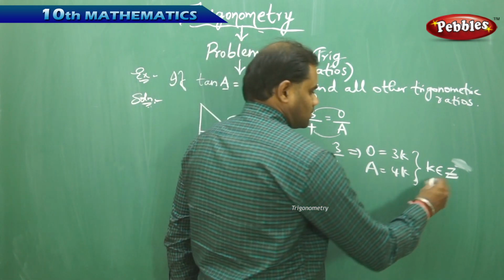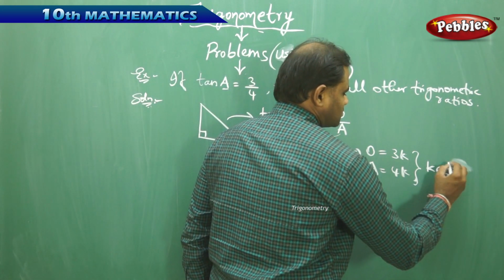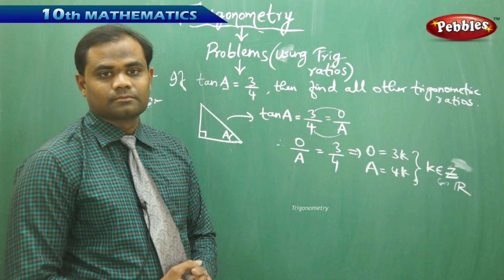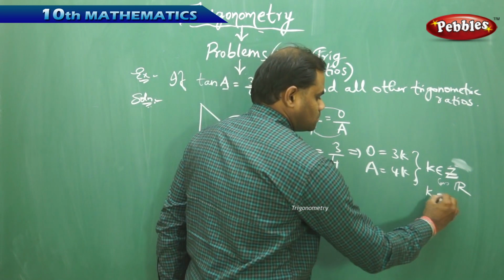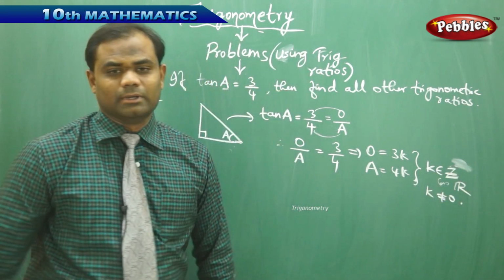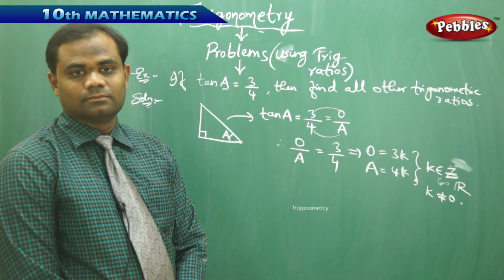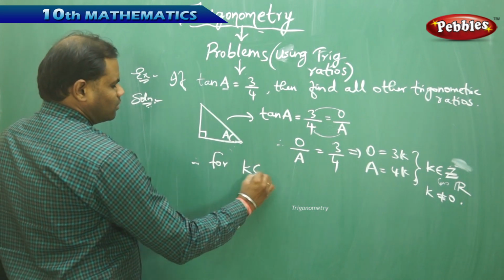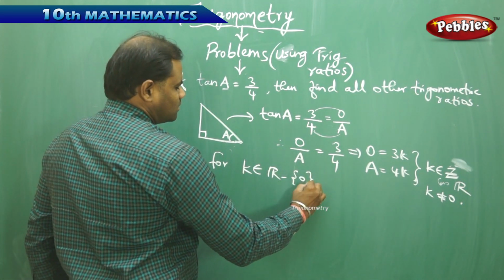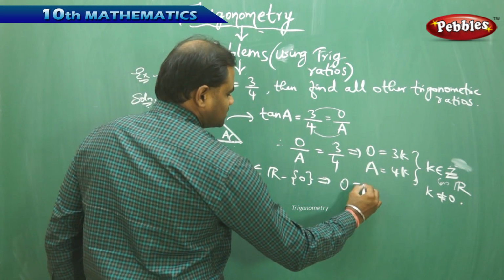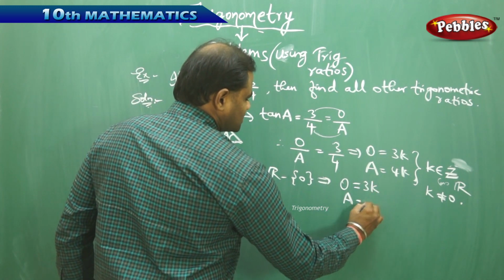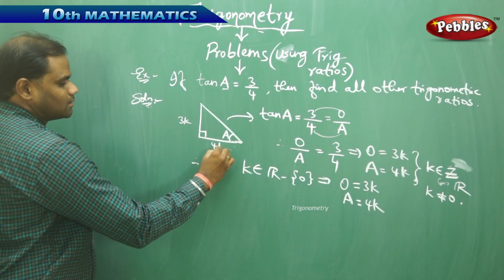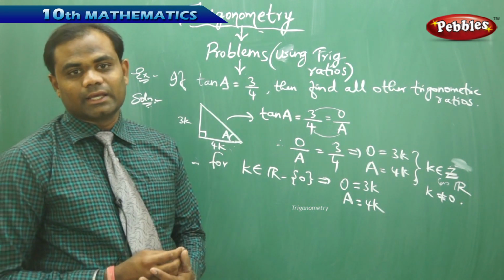It can even be R. K belongs to Z, or all the real numbers except 0. All non-zero real numbers is what we consider here. Therefore, for k belonging to all real numbers except 0, I have opposite side 3k and adjacent side 4k.